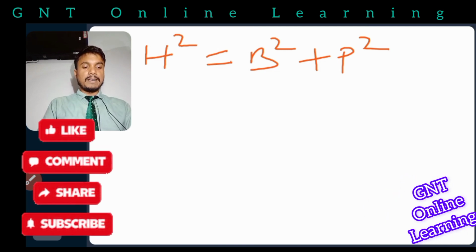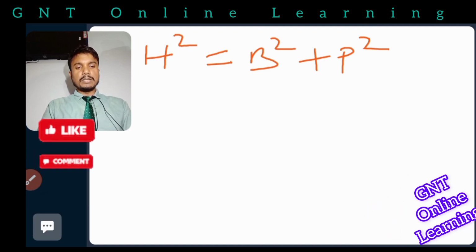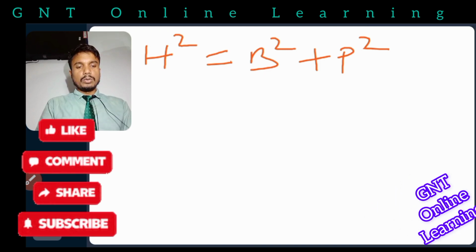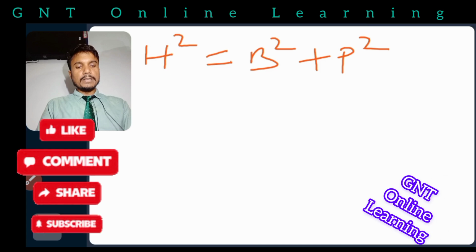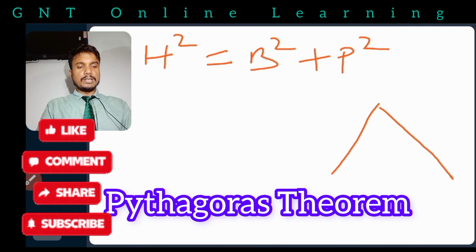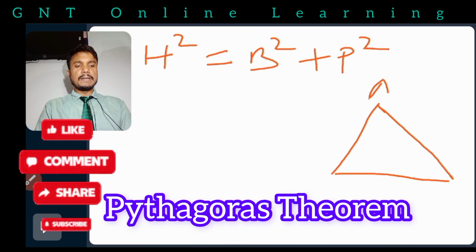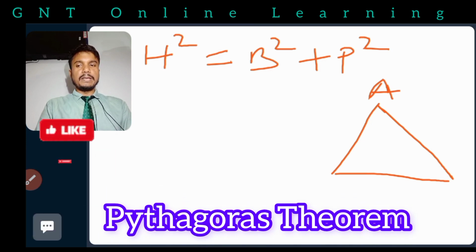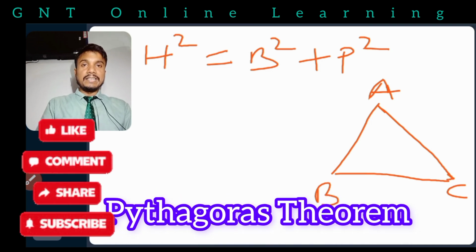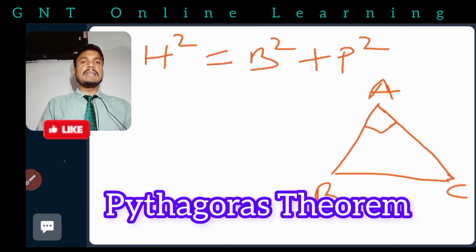So in the part of the solution, let me take one right angle triangle. Okay, let's start the solution. In the part of the solution, let's take one triangle. Say that this is A, this is B, and this is C. Say that angle A is a right angle.